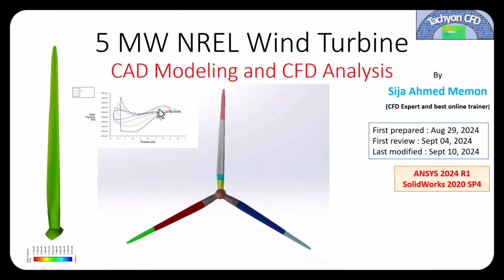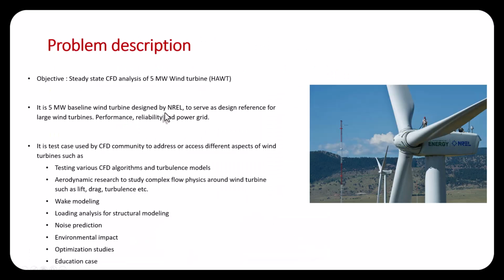These are the results which you are seeing, and we will also be doing the same thing in this course. First, the problem description and the objective. For this course, we are going to study the NREL 5 megawatt wind turbine, and this is going to be steady state. The wind turbine type is the horizontal axis wind turbine, which is a turbine whose axis is parallel to the ground. For example, for this wind turbine, the axis will be going through here, and the wind turbine will be rotating in this way.